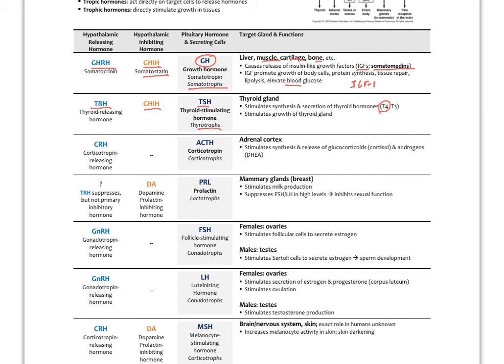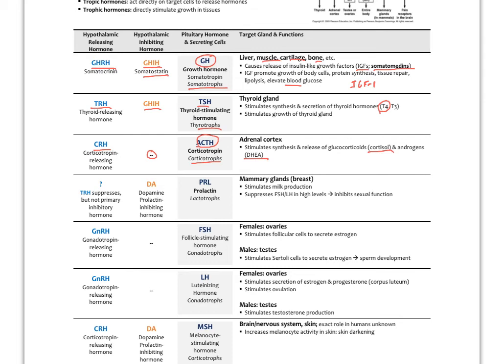CRH, corticotropin releasing hormone, is the main releasing hormone for corticotropes to release ACTH. Notice we have not discovered an inhibitory hormone here yet. So ACTH stimulates the adrenal cortex to release primarily glucocorticoids, the main one being cortisol, and androgens, DHEA. You might remember that the adrenal cortex also secretes mineralocorticoids, and that would be aldosterone. It turns out that aldosterone release is primarily regulated by renin from the kidneys, not by ACTH. ACTH has a little bit of a role, but it's not the primary release of aldosterone.